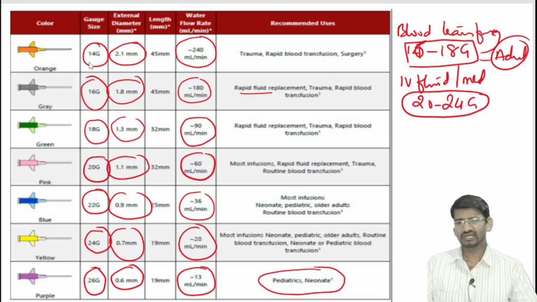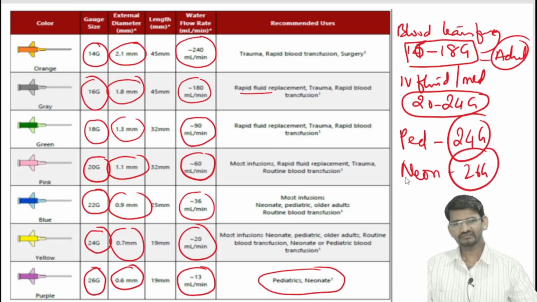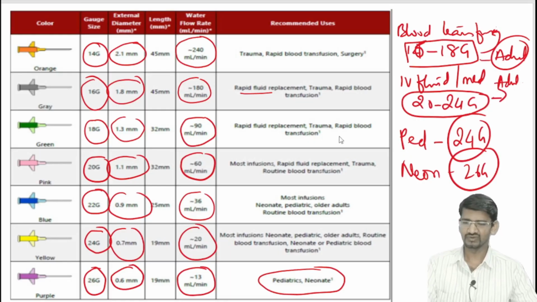So these are the different color sizes, with the different gauges or different sizes of cannula, with different purposes, okay. So you remember, these are important. For pediatrics, commonly used is the 24 gauge cannula, okay, and for neonates commonly used is the 26 gauge, and for blood transfusion 16 to 18, and generally we use 20 to 24 gauge cannula for adults for regular usage. So this is all about the different color coding and different size cannulas.